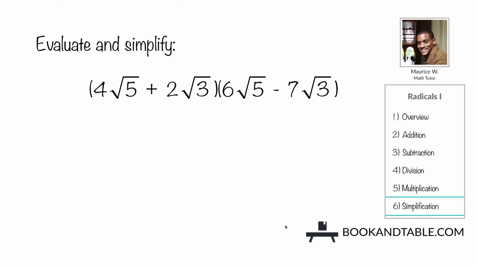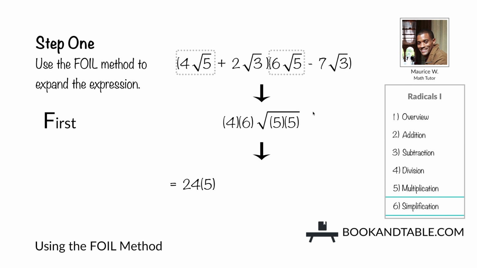Let's take a look at an example of multiplying two binomial terms. Evaluate and simplify 4 radical 5 plus 2 radical 3 times 6 radical 5 minus 7 radical 3. So step 1, use the FOIL method to expand the expression. So F stands for first. So we're going to multiply the first term in the first binomial times the first term in the second binomial.